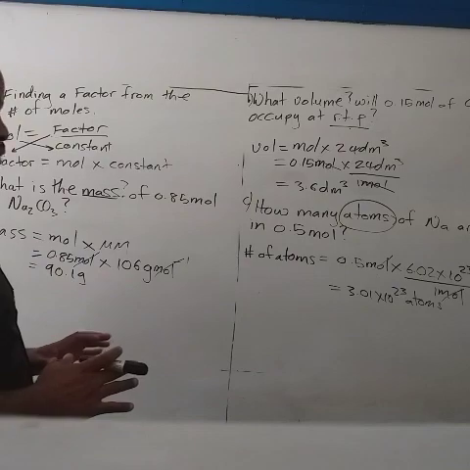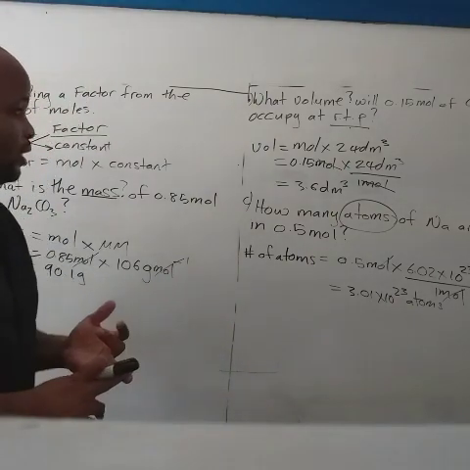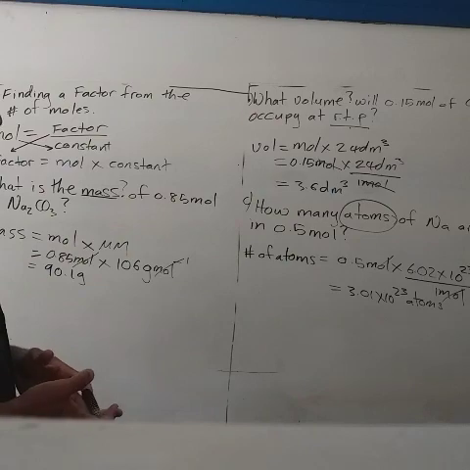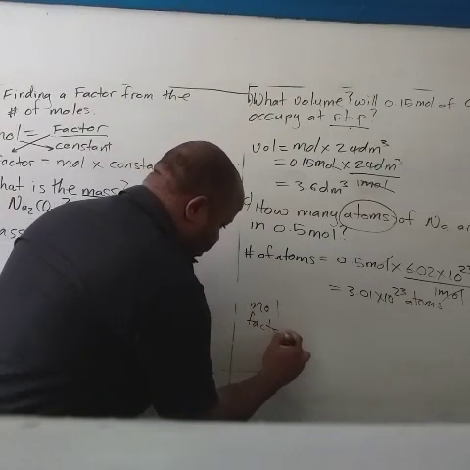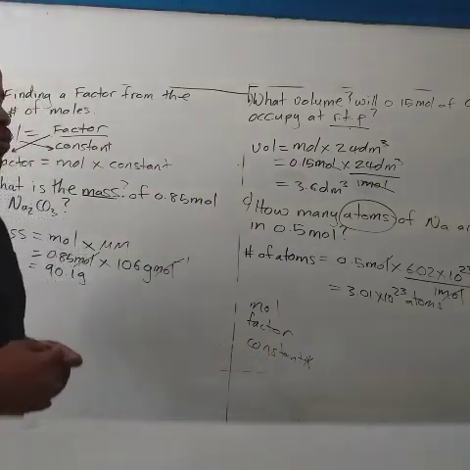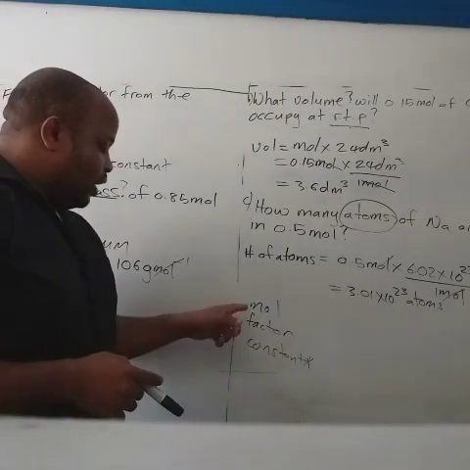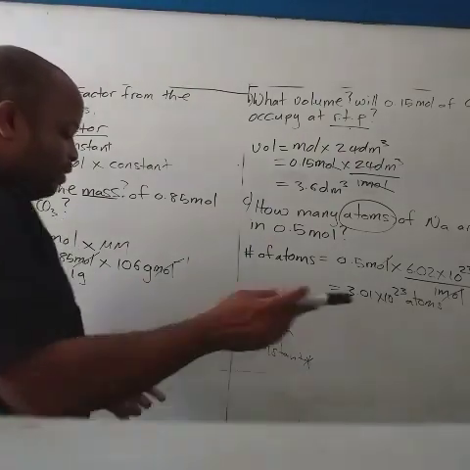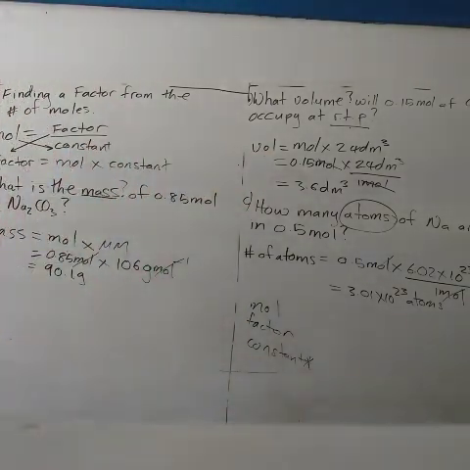So in the first scenario, we were just looking at finding moles, where they are given the number of particles, volume of gas, or the mass. And we always divide the factor by the constant. Now if you are not finding the moles, the constant never changes, so you will never be asked to find the constant. So you will be finding a factor. If you are given the mole and asked to find the factor, you multiply the mole by the appropriate constant. If you are given the factor and asked to find the moles, you will divide the factor by the constant. And that's what we did.